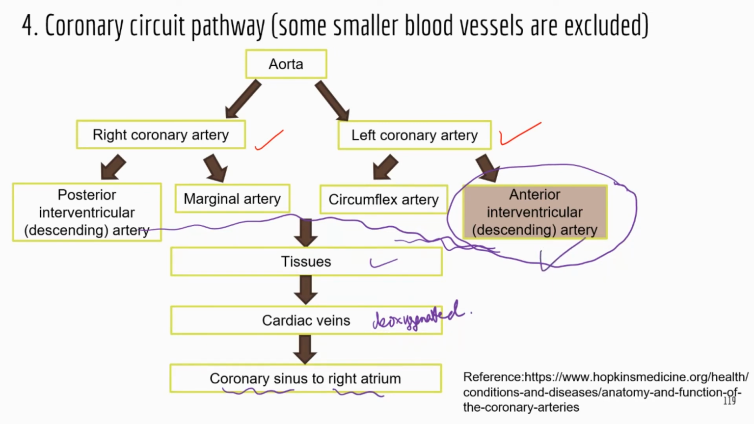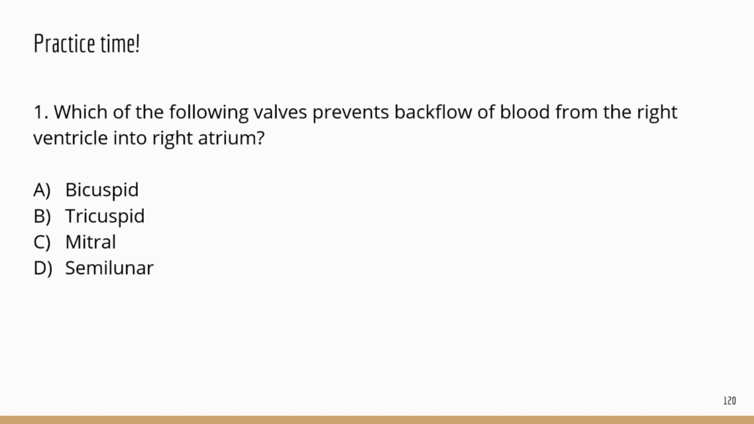Now, it has different names. Some textbooks call it anterior interventricular artery. Some textbooks call it anterior descending artery. Right, so make sure you know all the different names for this particular artery.